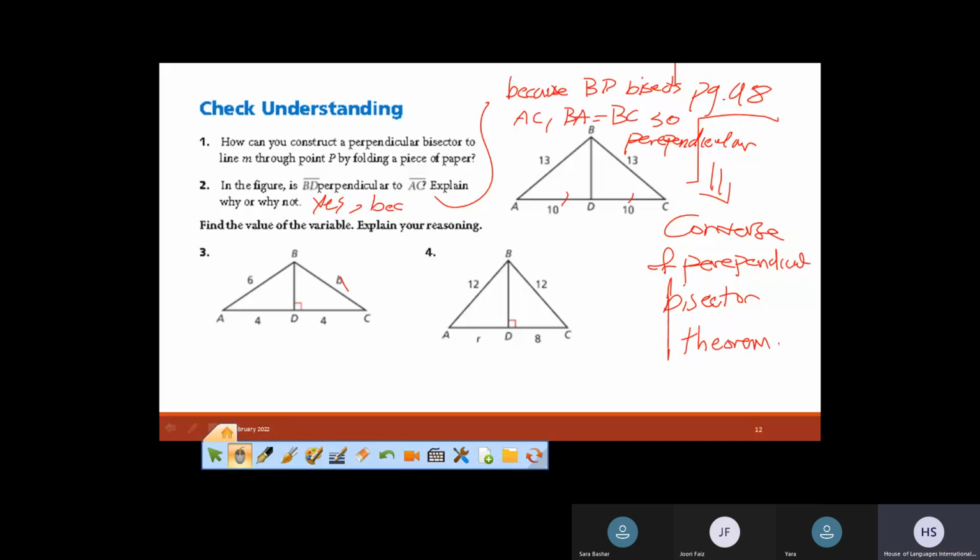So now number 3. Find the value of the variable. I want now to find B. If here is 4 and here is 4, are they equal? Are they bisectors? If this happens, AB is 6, total of BC. So what's the value of B?